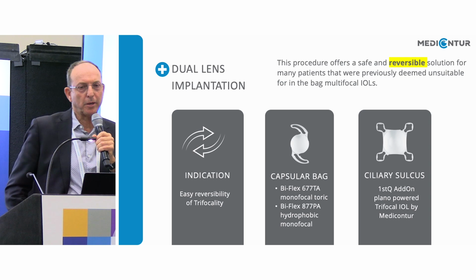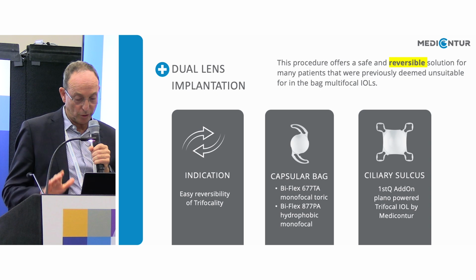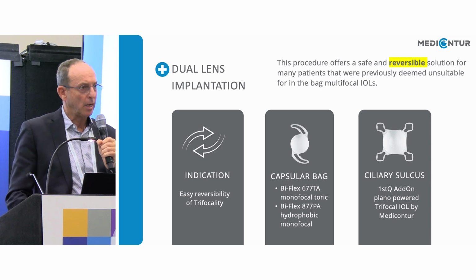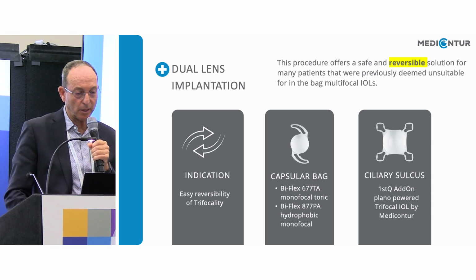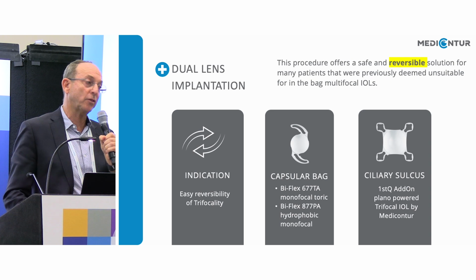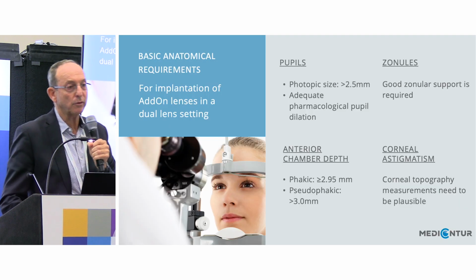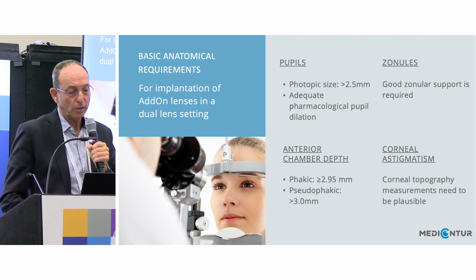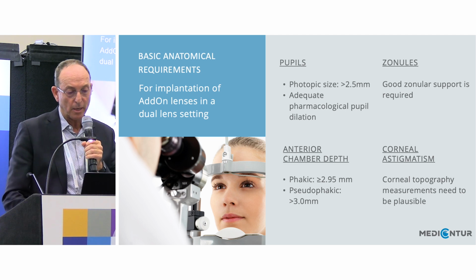So I spoke about this reversible option for those patients who didn't want to lose the opportunity of having cataract surgery and having good presbyopic correction. After consenting, we offer, you're either going to get the multifocal in the bag or you're going to get it out of the bag. If it's out of the bag, I can reverse it very easily. There are strict anatomical requirements. You have to have a normal pupil, normal zonules. You've got certain requirements for anterior chamber depth, and obviously we're not going to do it in abnormal astigmatism eyes, such as irregular astigmatism.